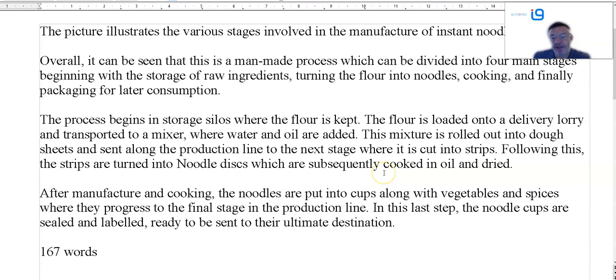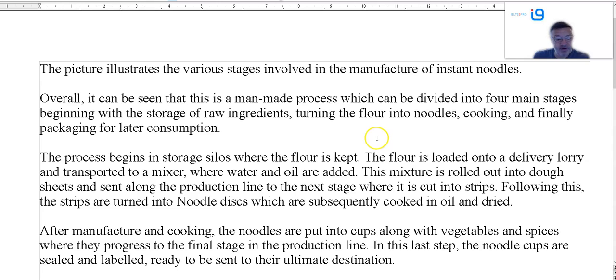And we're using transitional words, so the process begins, the flour is loaded, are added, this mixture is rolled out, the next stage, following this, what else do I use? Subsequently, after manufacturing and cooking, are put, they progress, in this last step, so that's 167 words, because I couldn't really pad this out anymore. There's not that much information there. Okay, so I'll just leave that there.